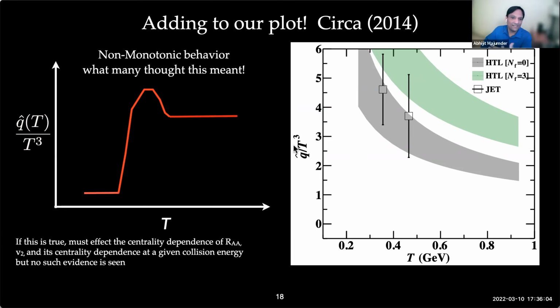When people saw this, the first thought was, if I had plotted Q hat over temperature cubed, this is what it might look like, right? That there's some kind of bump at the transition temperature. I have to admit that at some point, even I began to believe this, but I don't believe it anymore, and I'll tell you why. If there was a bump, it would have showed up in many, many other observables, and it didn't.